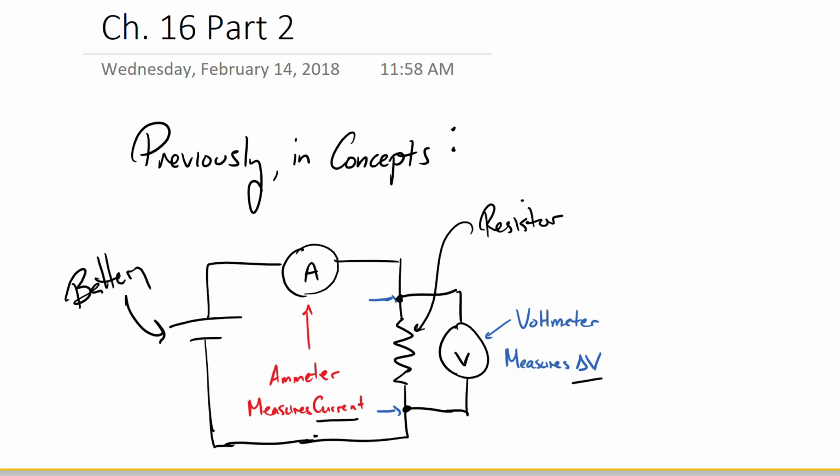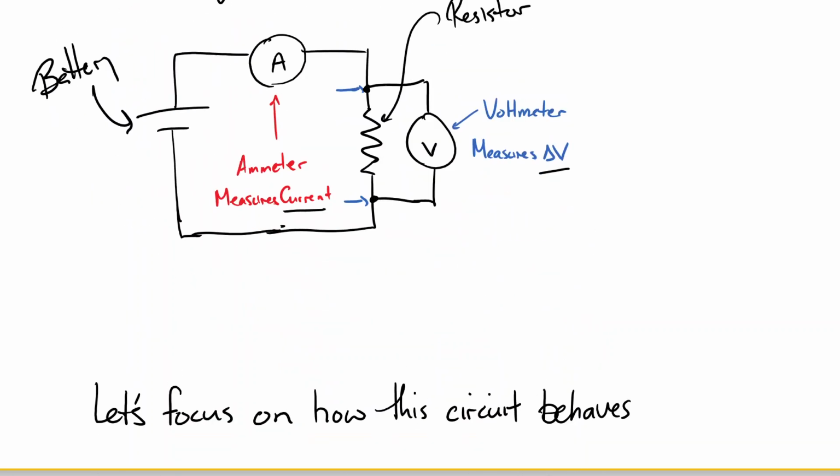And then I can ask, well, if a battery is a voltage source, what happens if I change the voltage? So I can ask, basically, what happens to the current? Or I can ask, if I hold the battery constant and I change the resistor, what happens to the current? I don't have much of a current source. Anyway, let's focus on how this circuit behaves.